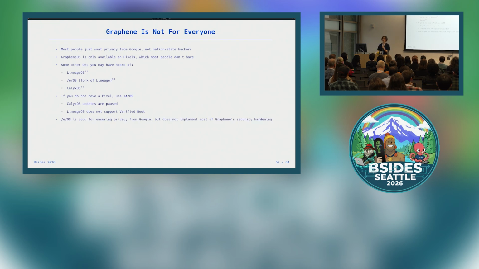So /e/OS is going to be good for ensuring privacy from Google. It does not implement the vast majority of GrapheneOS's security hardening. It's better than stock Android for privacy. It doesn't do very much for security.